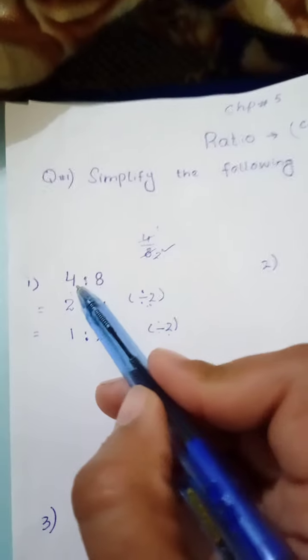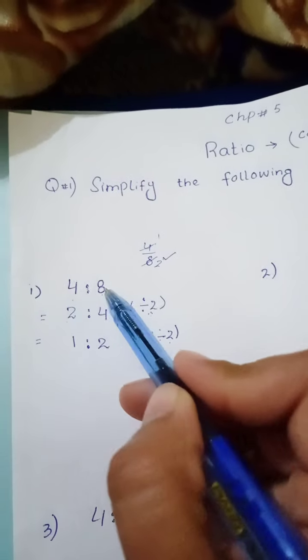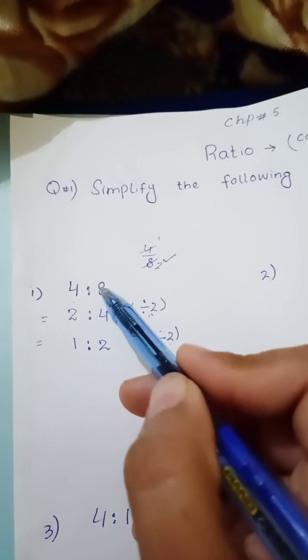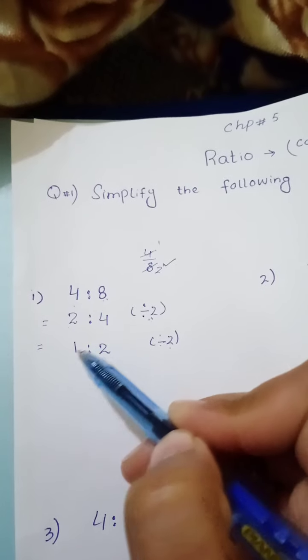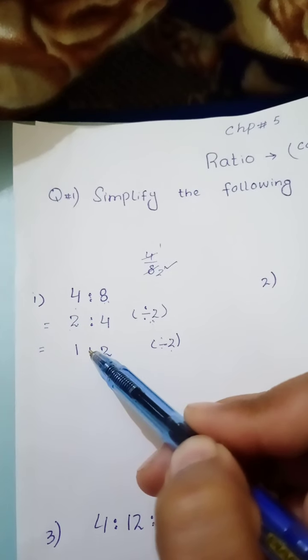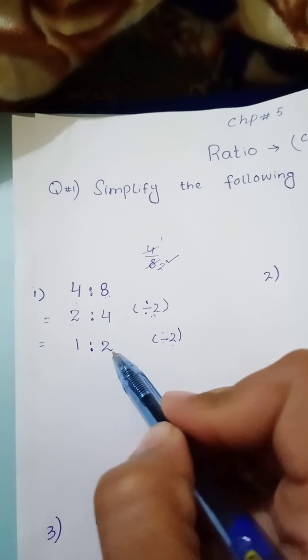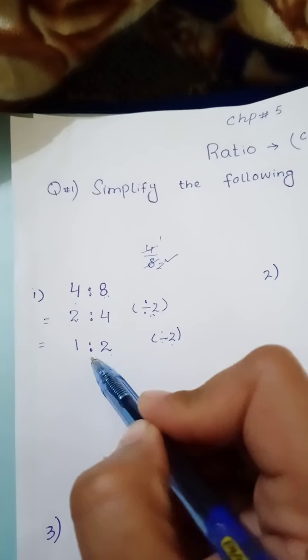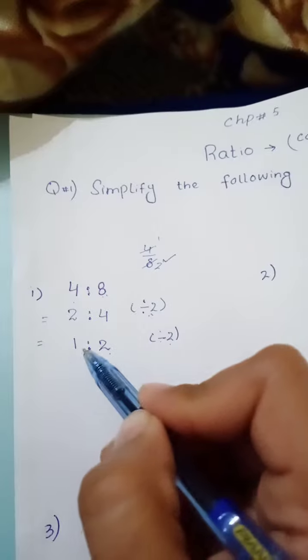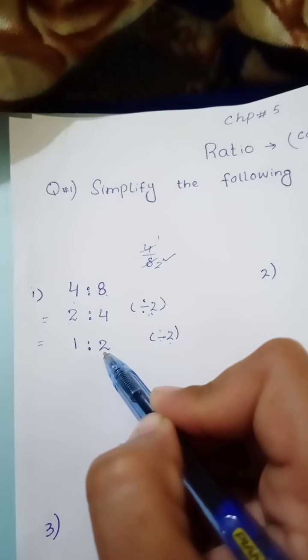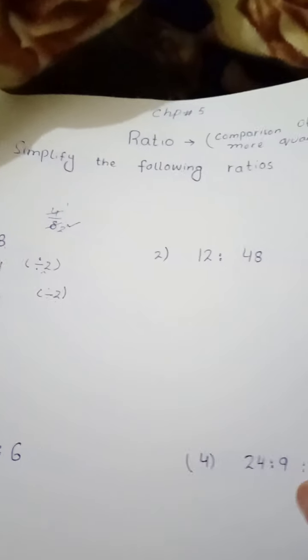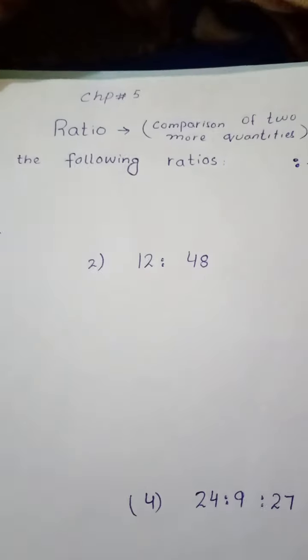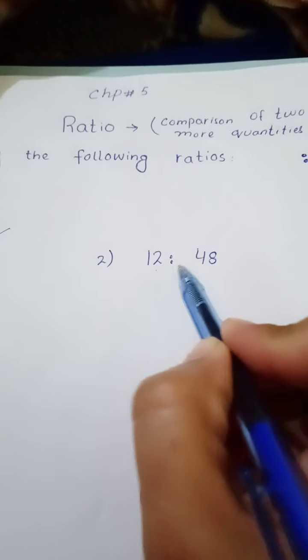So simplification means you will cut them on the same table and you have to continue your process until more division is not possible. Now you can see 1 ratio 2, they can't be cut on the same table anymore. So you will stop here and your answer is 1 ratio 2. Is it clear? Similarly, you can see the next question, question number 2, that is 12 ratio 48.